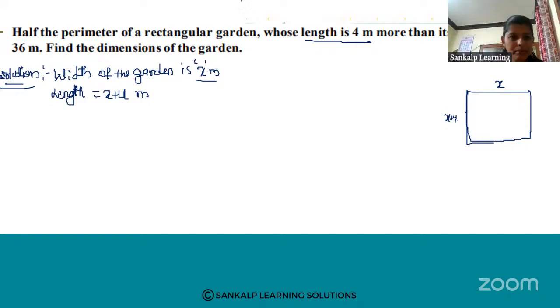Now, half the perimeter of a rectangular garden. We know the formula to find the perimeter of a rectangle. That is, the perimeter of the rectangle. See, if you consider this is x, this is also x, right? 2x plus 2y. If we consider this is y, this is y. x plus x, it is 2x.